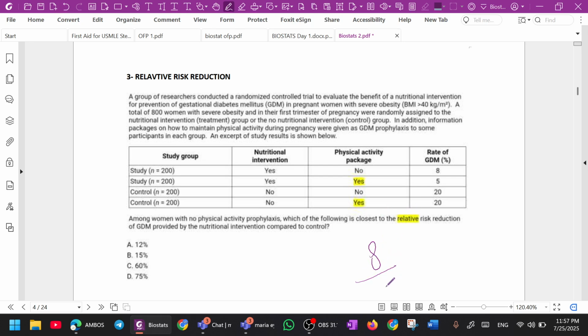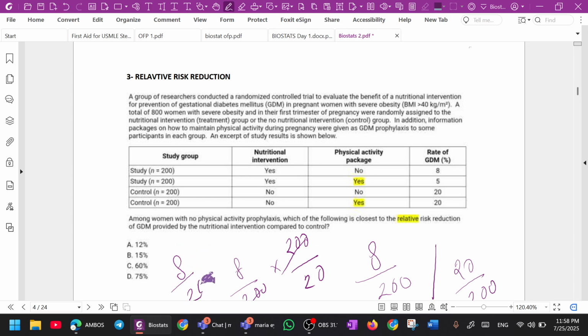Eight, 400, 8 by 200, 100. So, is it 60%?